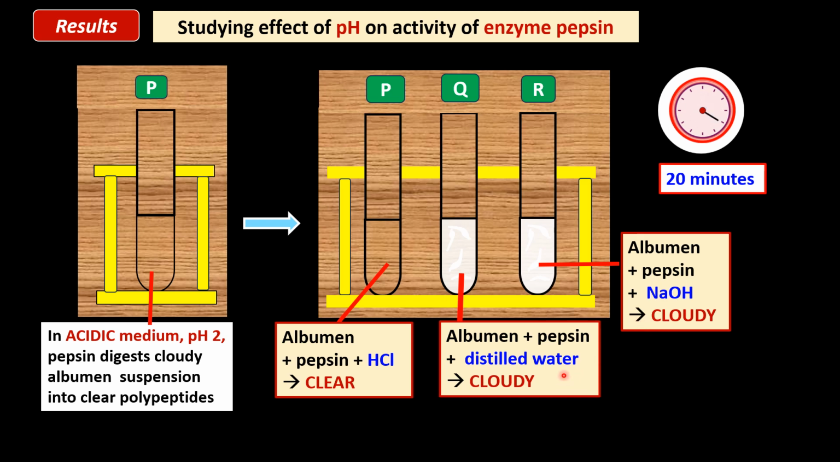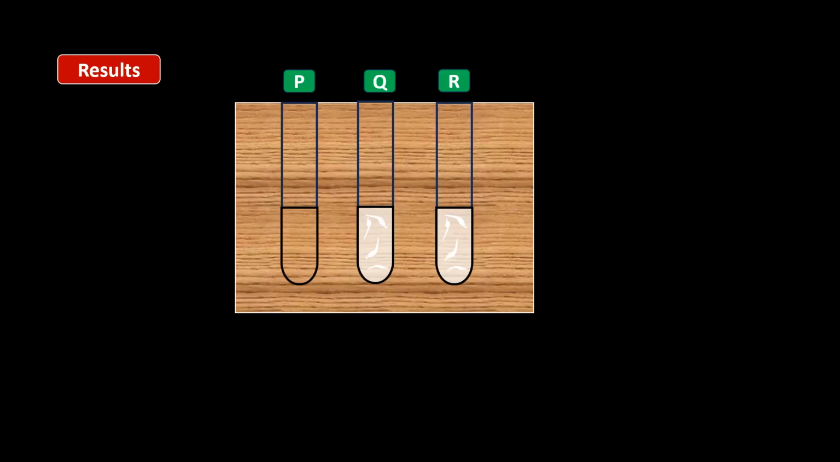So what does this tell us? This tells us that there is no hydrolysis or breakdown of the albumin into polypeptides. That means the pH is not suitable, it's not the optimum pH for the action of the enzyme pepsin. So overall, these are the results for the experiment to study the effect of pH on the activity of pepsin. For test tube P, the mixture turns to form a clear solution after 20 minutes. But for Q and R, both mixtures are still cloudy after 20 minutes.